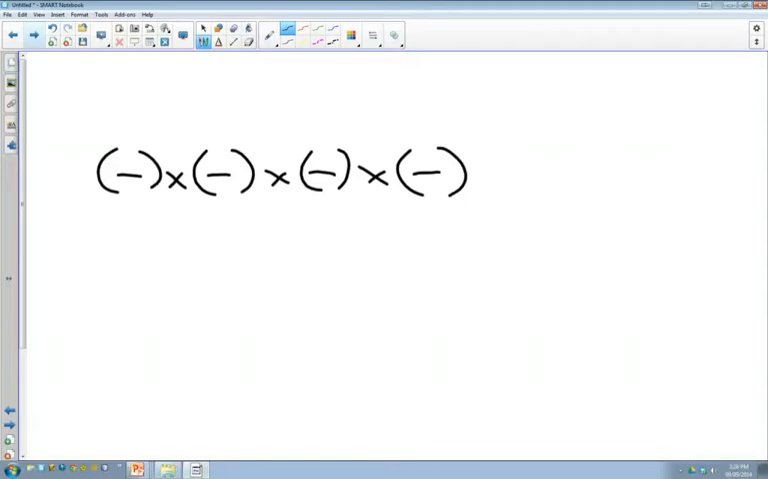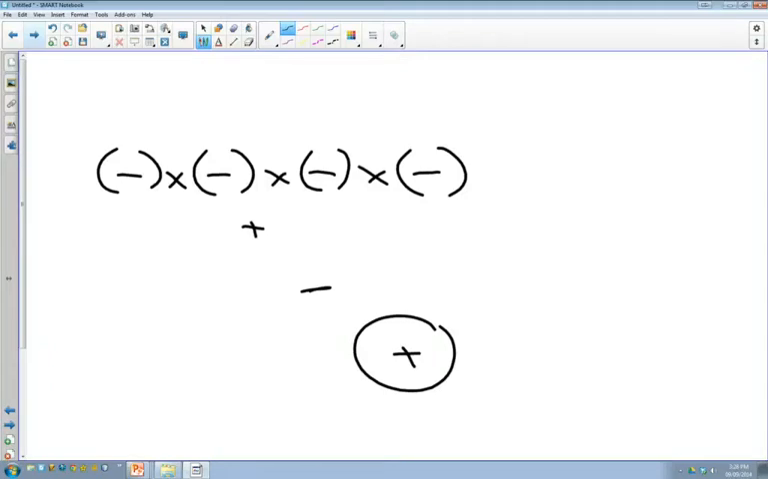What's a negative times a negative? What's a positive times a negative? And then what's a negative times a negative? So the final answer will be positive, right? So the way you do this on your calculator might also affect the sign a little bit.